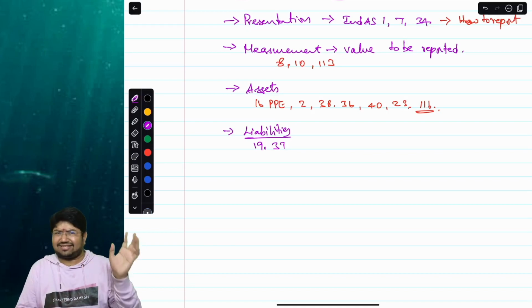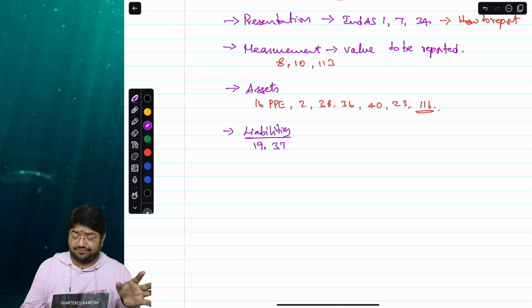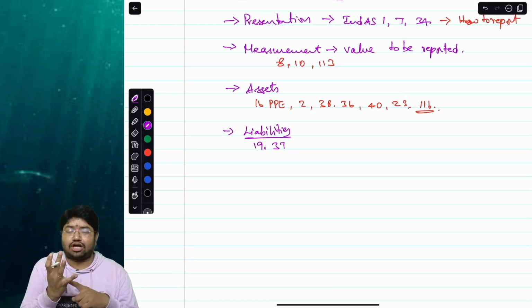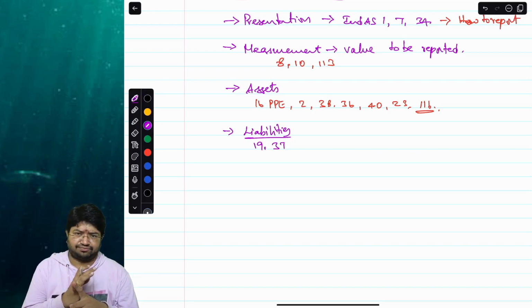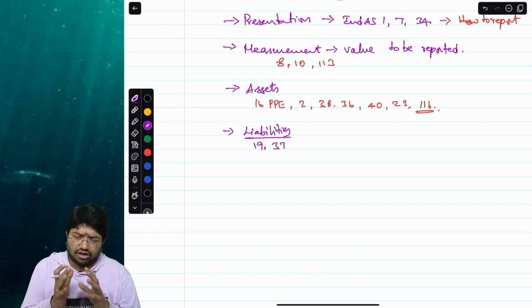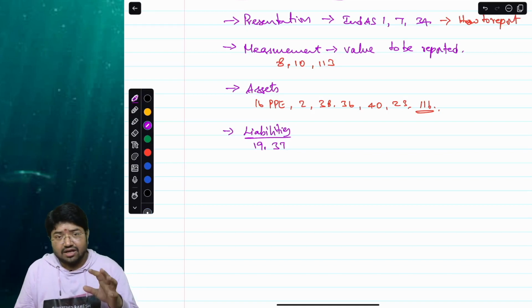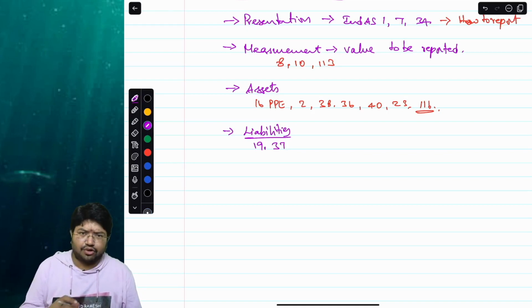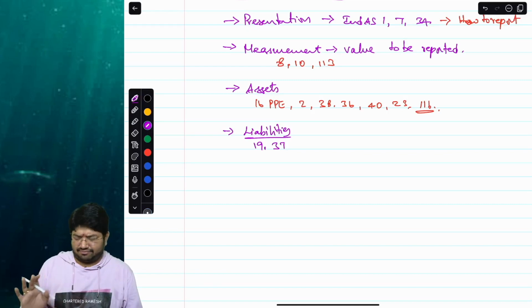And then you have the rest. When I say rest, there are standards which talk about how revenue should be recognized. 115, revenue recognition. There are standards which talk about deferred tax calculations. 12 talks about deferred tax, income taxes calculation. And then forex, there is a separate standard which talks about how accounting on forex should be happening. So these are various standards which we will be going through in the rest of the standards.